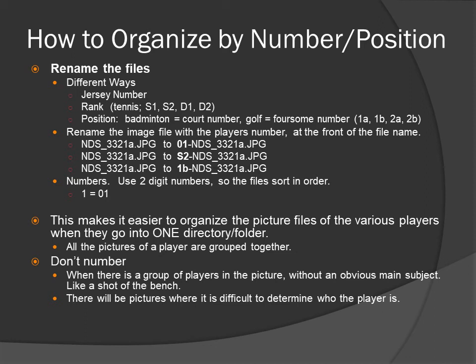So this makes it easier to organize the picture files of the various players. All the files of a player are grouped together. There are some that you won't number. If there is a group of players in the picture without an obvious main subject, like a shot of the bench, or a shot of a play where you can't figure out who's the main player, just don't put a number in front of them. Or what I do in some cases, I'll put an M in front of that to indicate multiple. And there will be pictures where it's just difficult to determine who the player is.